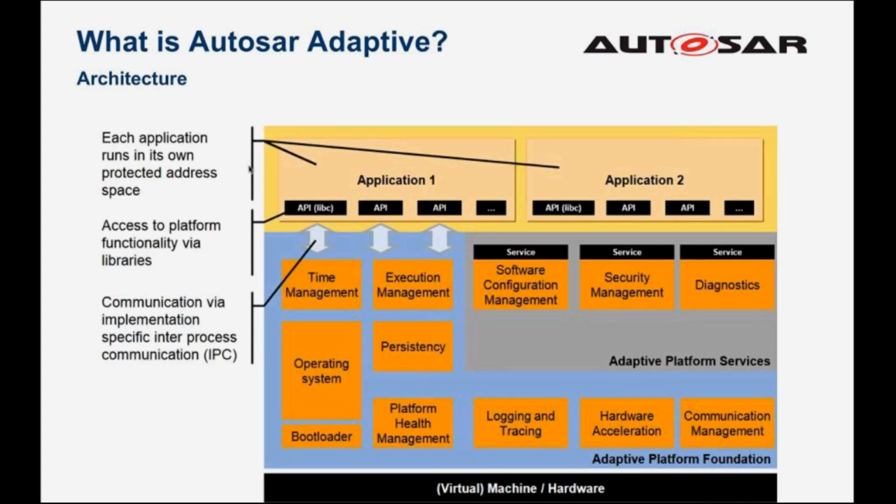So this is then AUTOSAR Adaptive, the architecture. You see here that different applications are available. They shall run in their own protected address space. They communicate only via API to libraries that are provided by the Adaptive Platform Foundation, and the communication between applications, and applications to the system or to other ECUs, is done by a specific inter-process communication setup.